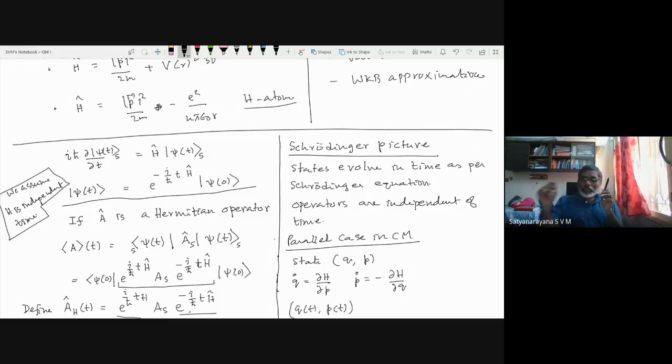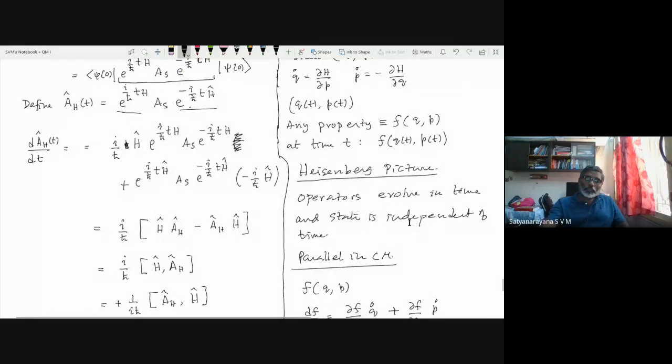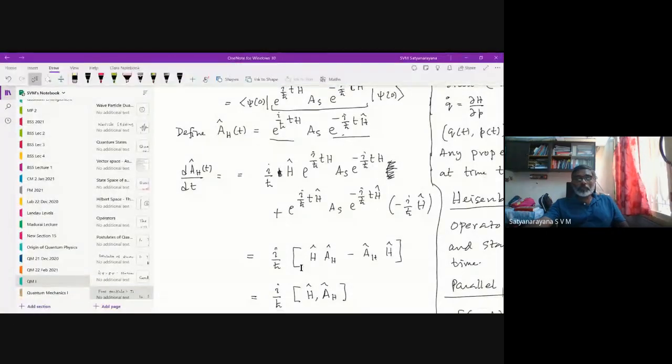So I will also show you, after we discuss a little bit about the Heisenberg picture, and then solve this problem in the Heisenberg picture tomorrow in the next slide. So I will stop here. We have a question.